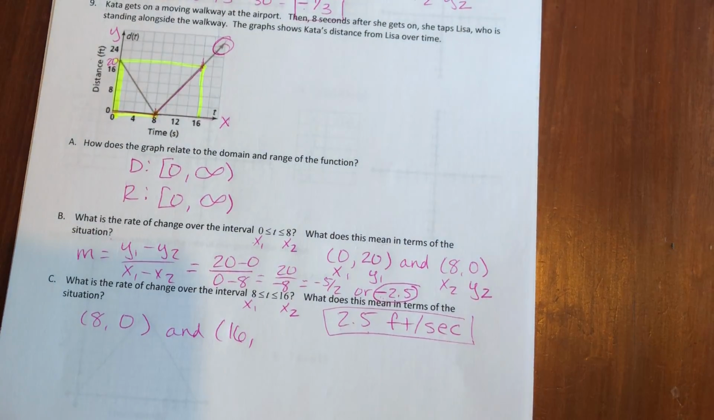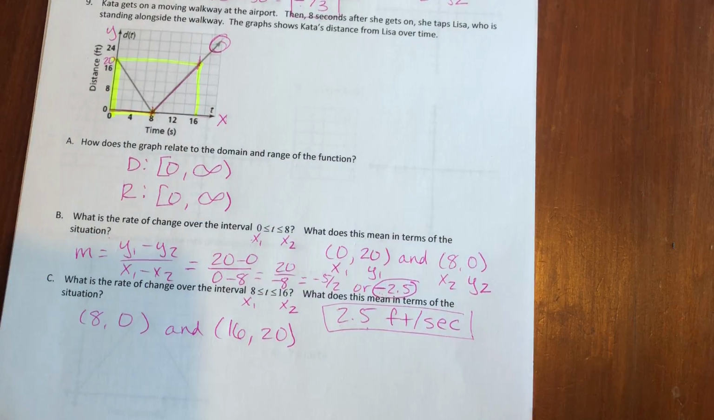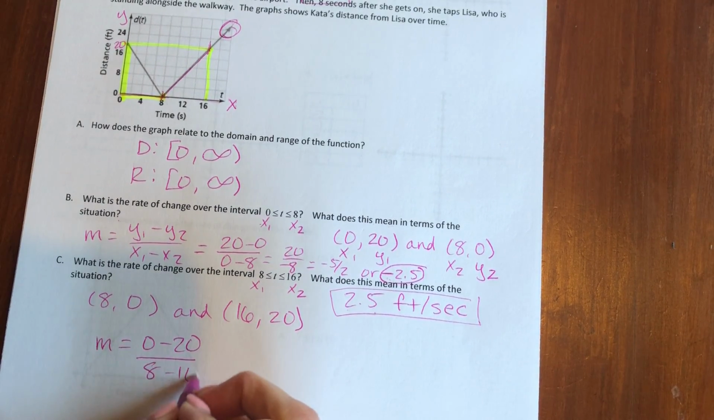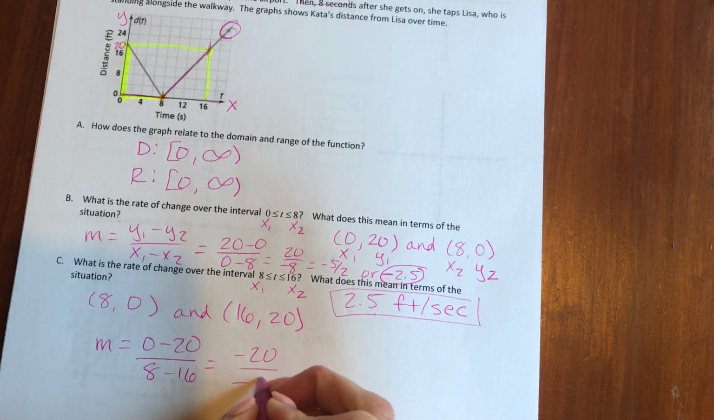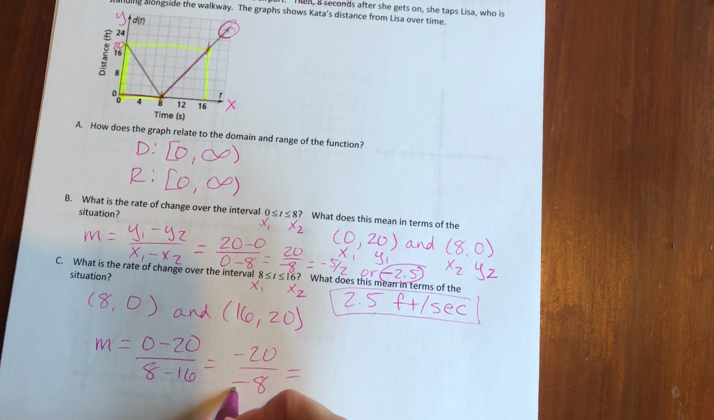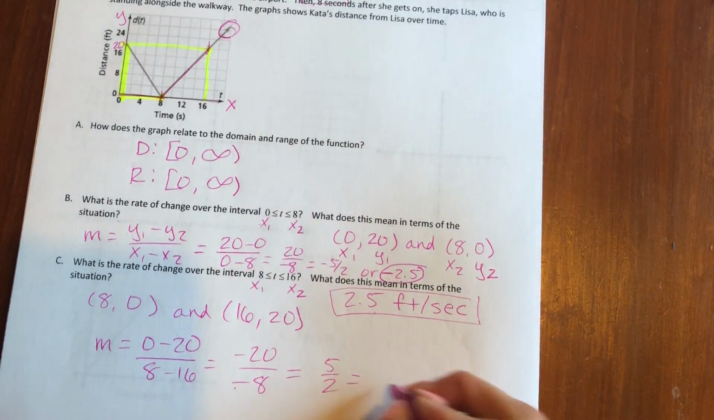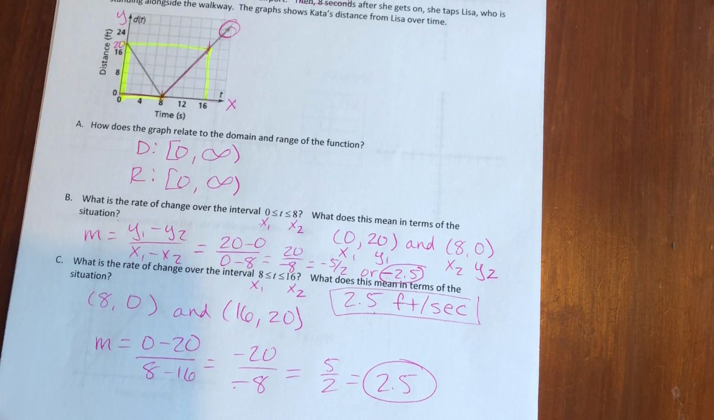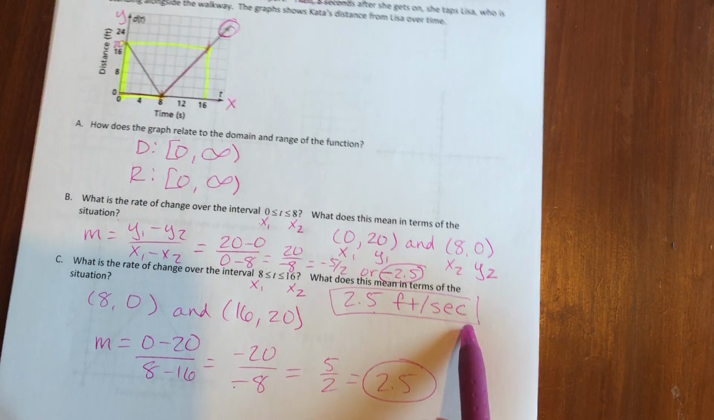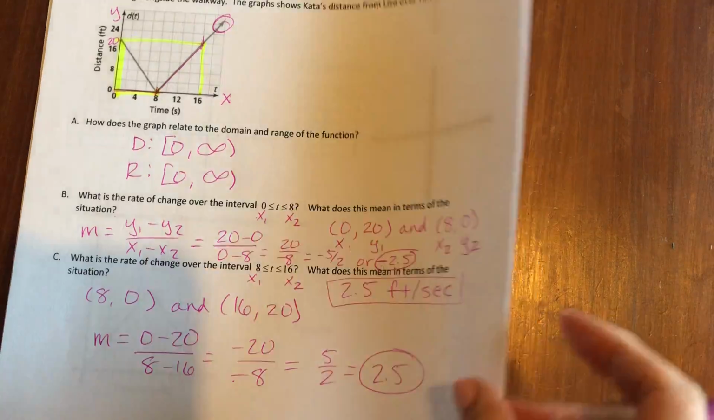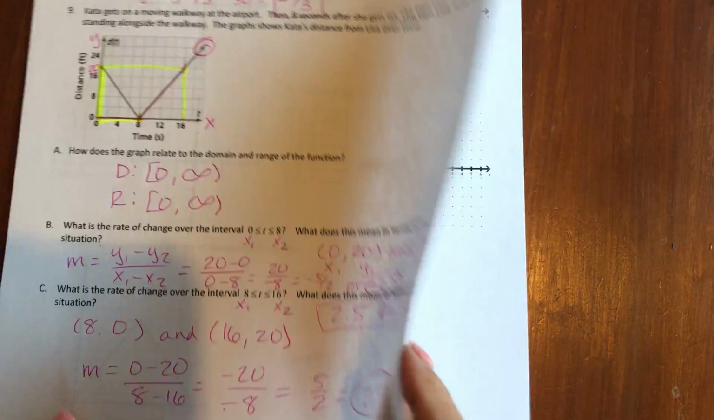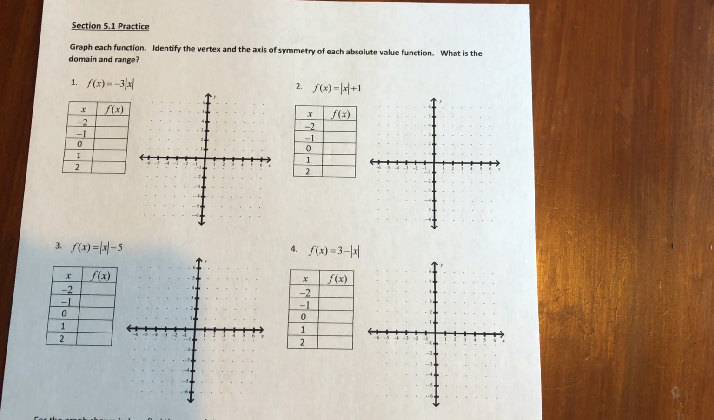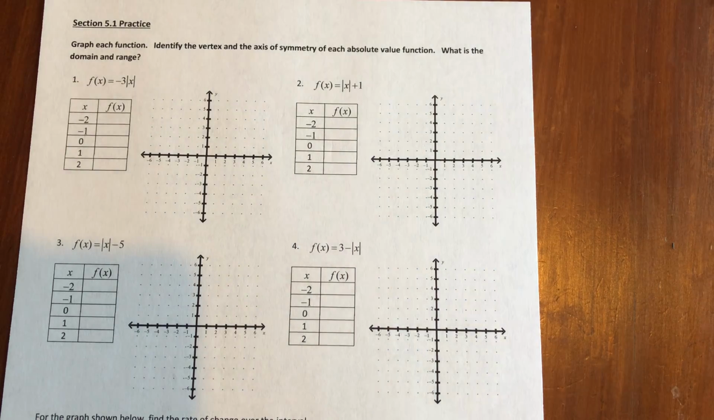20. Then I'm going to plug it into my formula and solve. Simplify it down. Negative divided by a negative is a positive. And boom, got that 2.5, positive 2.5 at a rate of 2.5 feet per second. Okay, now it's your time to practice. Go ahead and pause the video and do page 9. Do page 9 at this time.